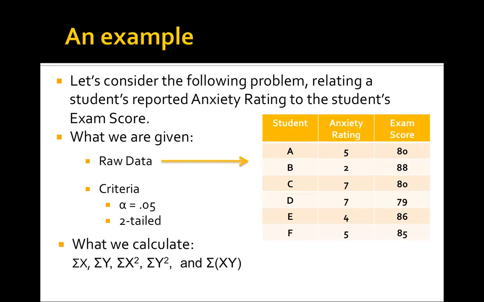What we want to calculate when we do our calculation will be sum of x, sum of y, sum of x squared, sum of y squared, and sum of x times y. So if we were going to go ahead and put the problem out that we want to understand the relationship between a student's self-reported anxiety rating and their exam score, we might set it up like this.